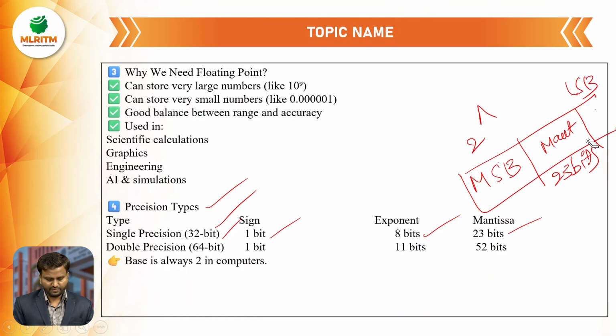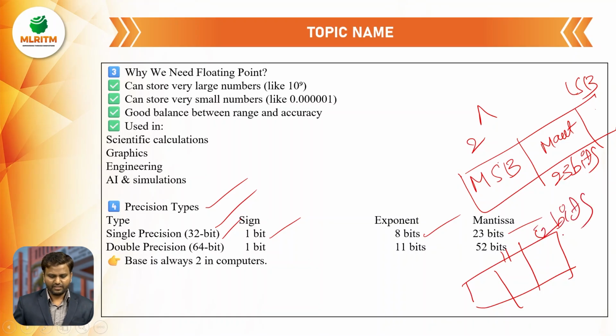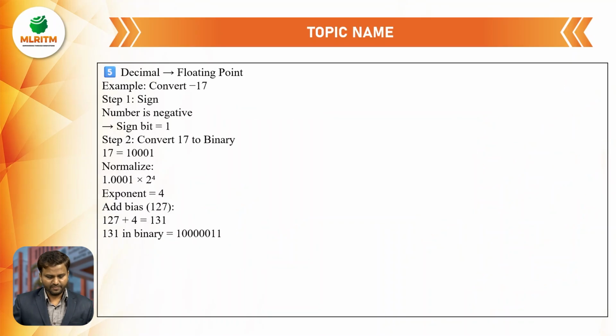In double precision, the sign bit is at the MSB, the exponent contains 11 bits, and the mantissa contains 52 bits. It is located in the register only. The first bit is the most significant bit, the last bit is the least significant bit, and the middle part of the content is the mantissa.